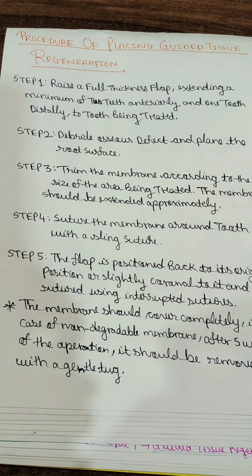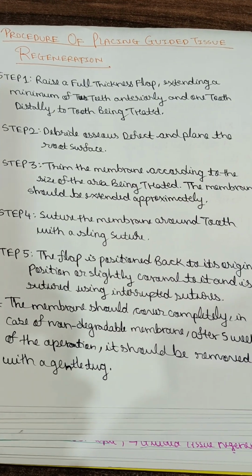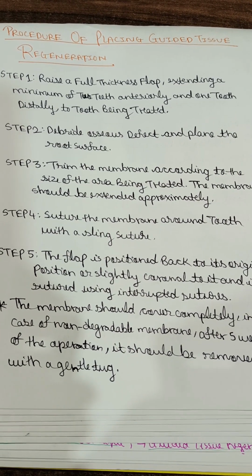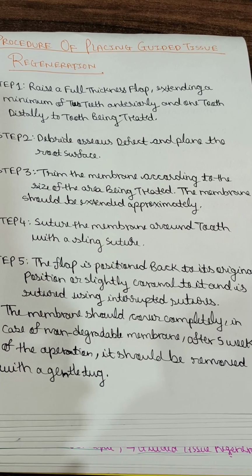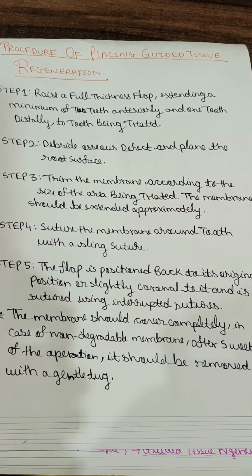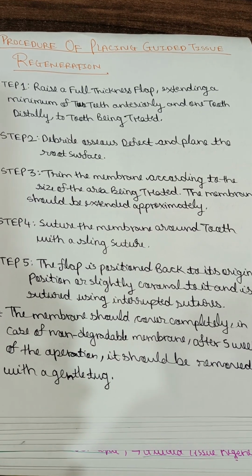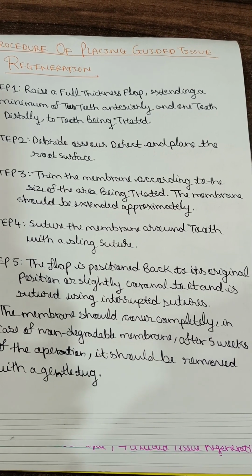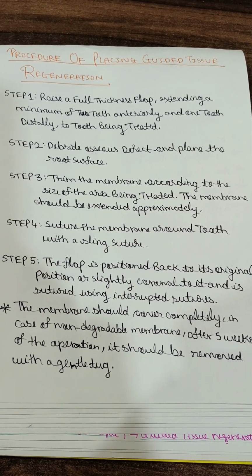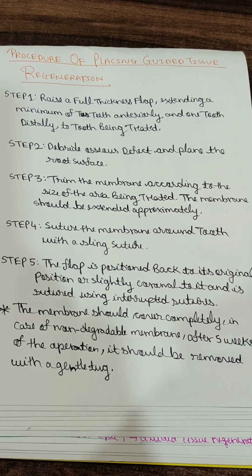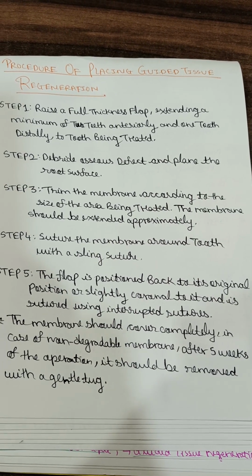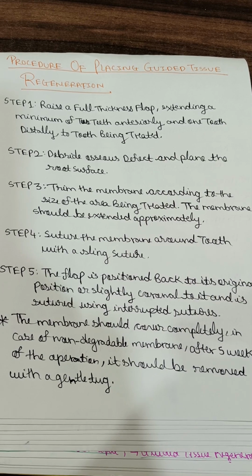Okay. Step 2, debride the osseous defect and plane the root surface. Step 3, trim the membrane according to the size of the area being treated, and the membrane should be extended approximately. Step 4, suture the membrane around the tooth with a sling suture. Step 5, the flap is positioned back to its original position or slightly coronal to it and is sutured using interrupted sutures. Then the membrane should cover completely in case of a non-degradable membrane, and after 5 weeks of the operation it should be removed with a gentle tug.